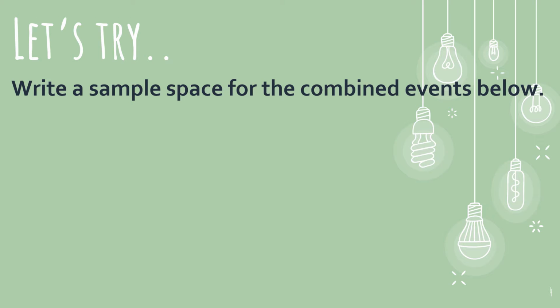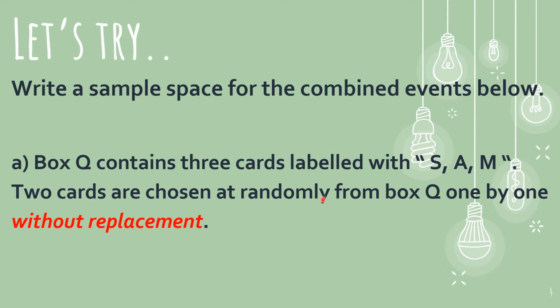Okay, let's try this question. Write a sample space for the combined events below. Box Q contains 3 cards labeled with SAM. 2 cards are chosen randomly from box Q, one by one without replacement. So here is our clue, without replacement. It means that the card drawn will not be put back.